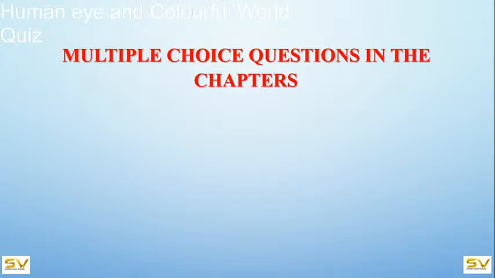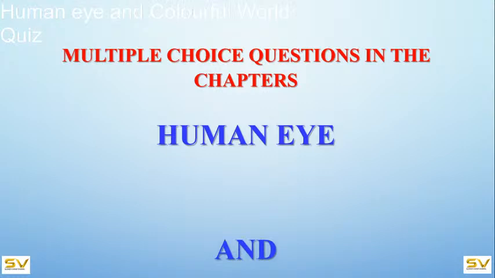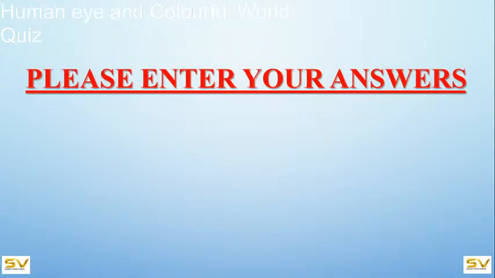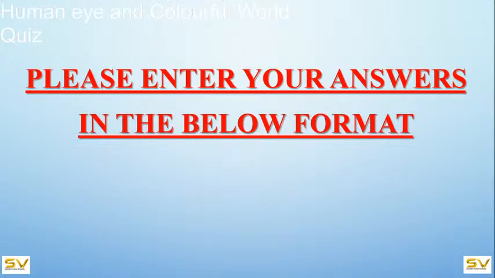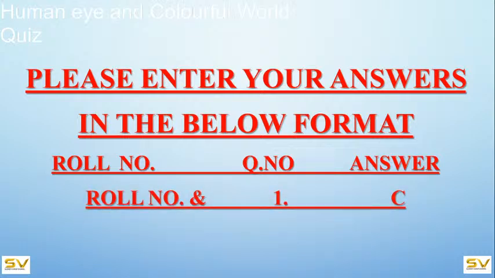This is about multiple choice questions in only one chapter, Human Eye and Colorful World. Welcome to all. You already know the rules and regulations: you have to enter your answers in the below format. Your roll number, question number, and answer.